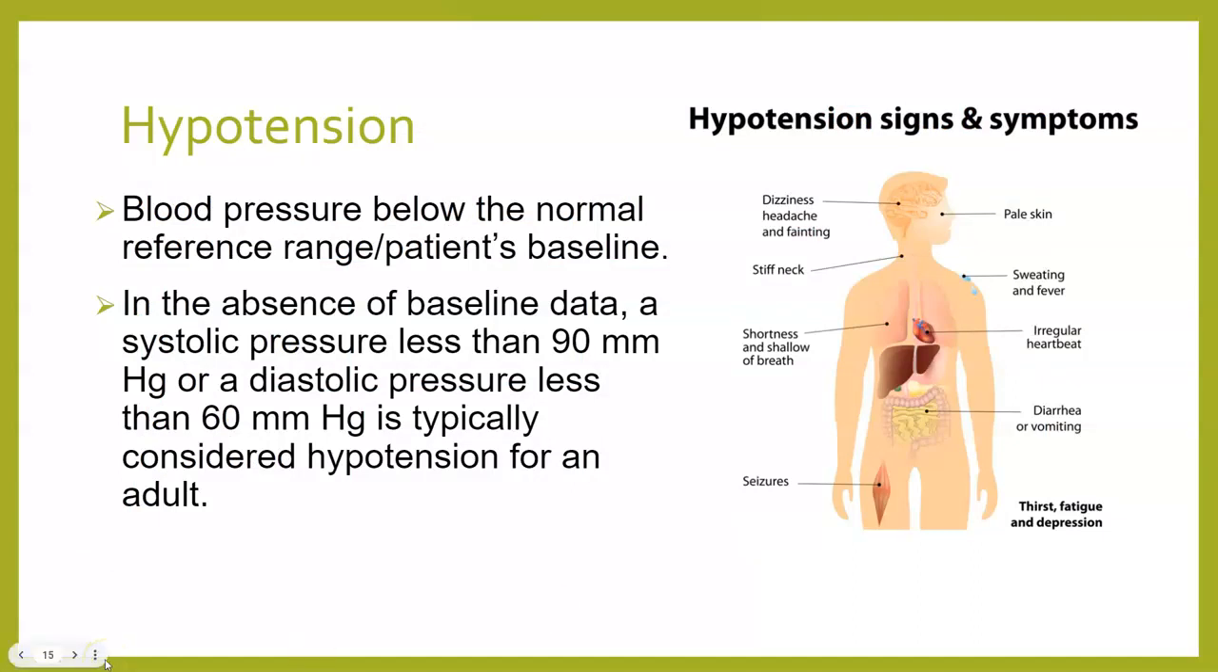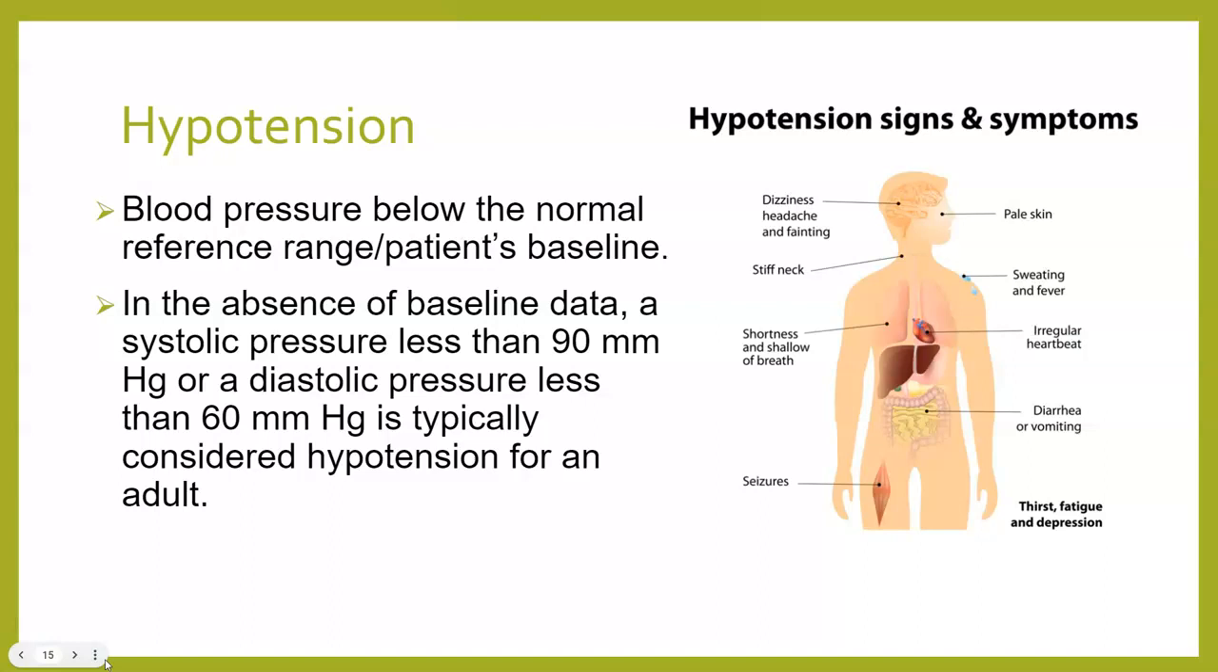Okay, and then we have hypotension or low blood pressure. So hypertension is high blood pressure, hypotension is low blood pressure. This is a blood pressure that's below the normal reference range for a patient's baseline. If you don't have baseline data, then a systolic pressure less than 90, or diastolic pressure less than 60, is typically considered hypotension for an adult.